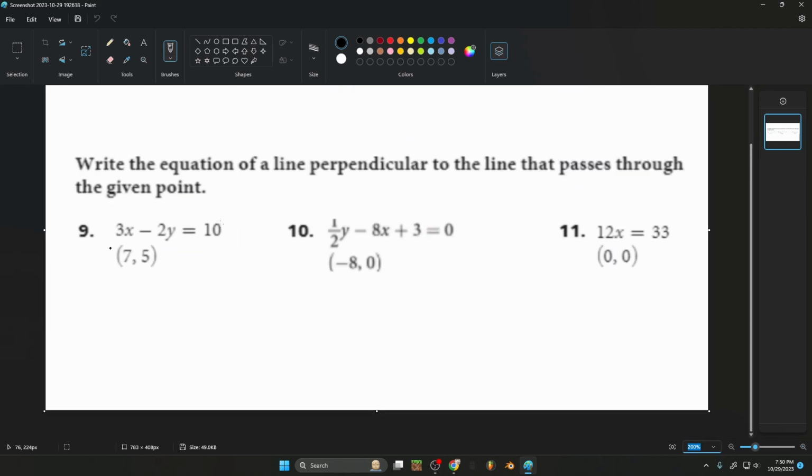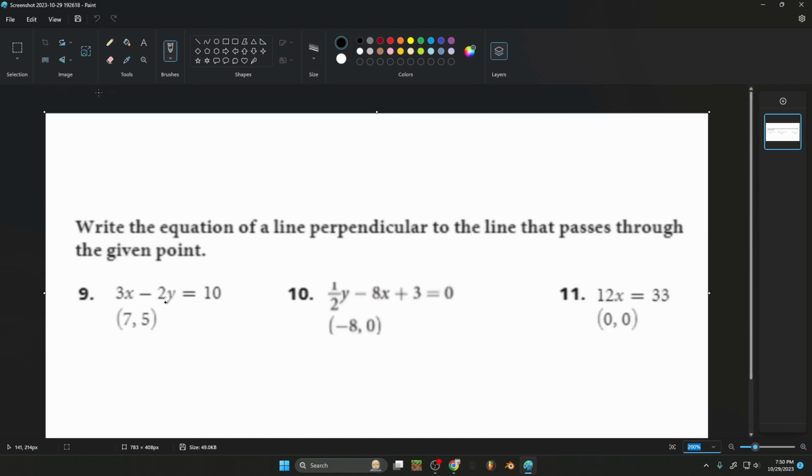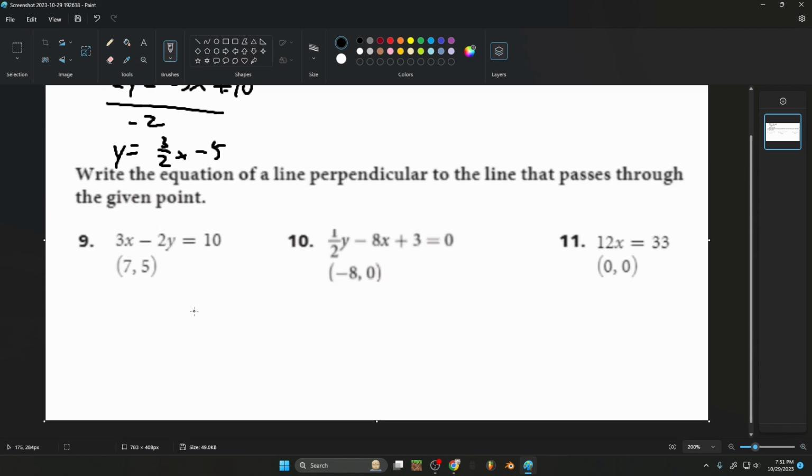This one, you have to write it in slope form. You want to leave the y on one side. We could do -2y equals -3x plus 10. Then divide by -2. Y equals 3/2 x minus 5. Then just plug it back in.